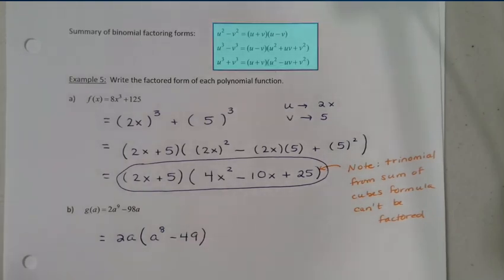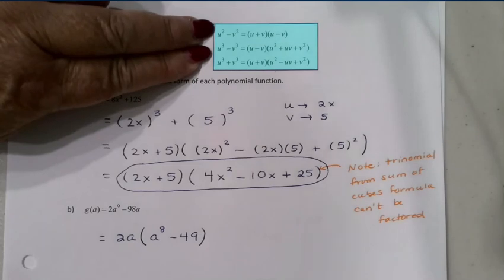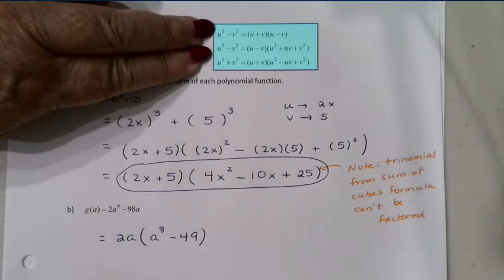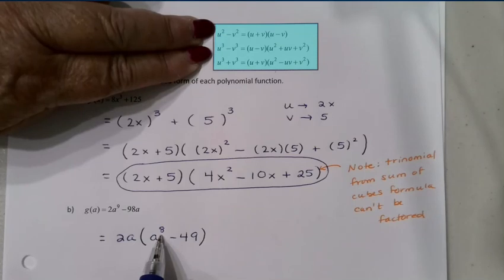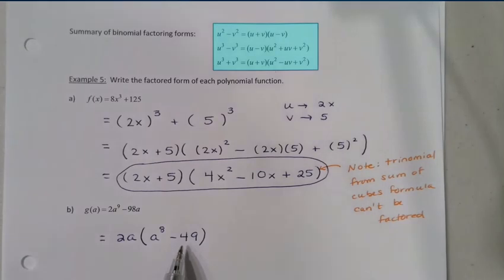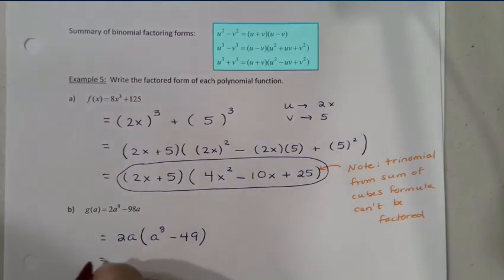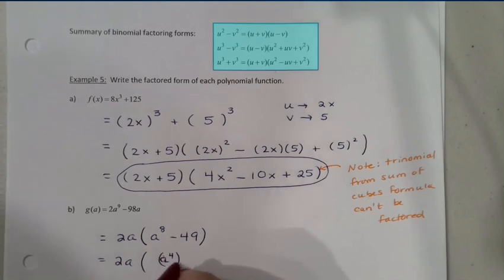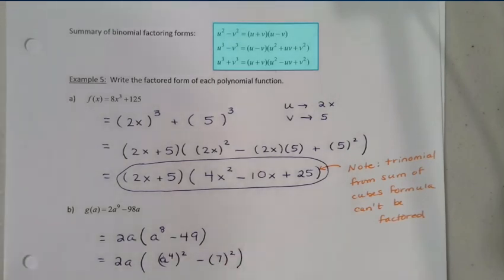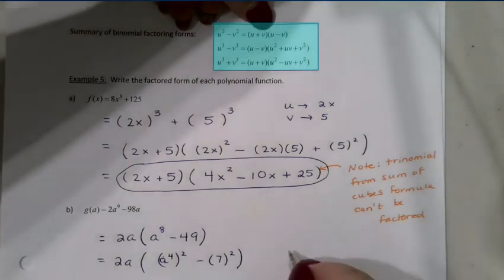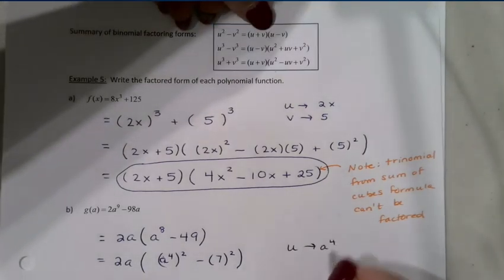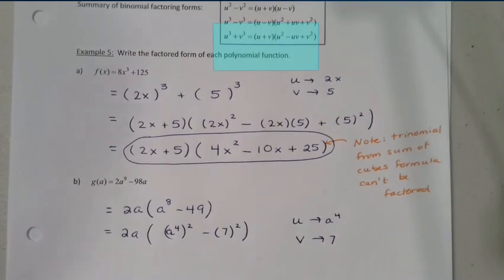All right, with the subtraction here, I do have both options of squares and cubes, but the 8th power is going to be for a square, and 49 is definitely a square, not a cube. So I'm thinking this time difference of squares. I can think of this as a to the 4th squared minus 7 squared. And if you want to, you can write this out as u becomes a to the 4th and v becomes 7. Although you've done these so many times, you probably don't even need to do that.